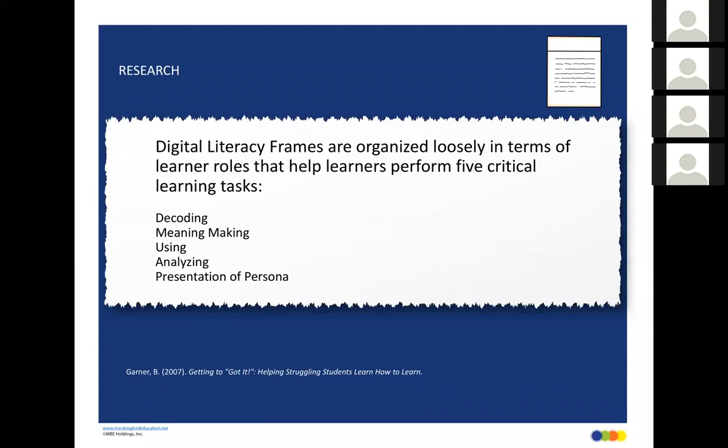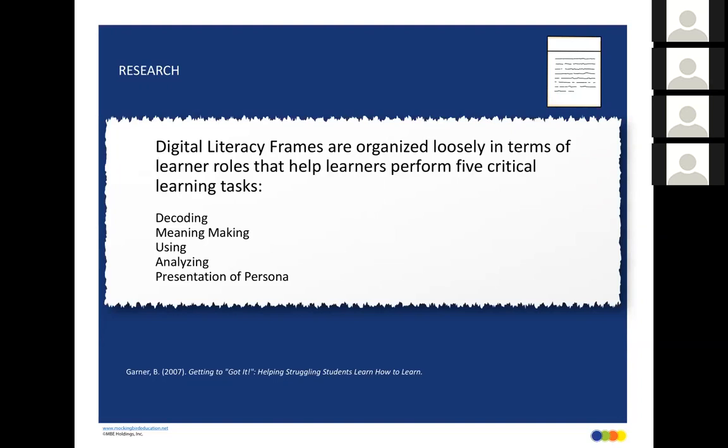So Mockingbird has created 5 digital literacy frames. And when we say frames, these are really related to learner roles. So what are 5 ways that learners can consistently and collectively use technology, or be digitally literate, to perform 5 really critical learning tasks? The first thing we're going to talk about today is helping learners be really good digital decoders. What does that mean to be a digital decoder, and how does that impact our learners, our vulnerable learners?